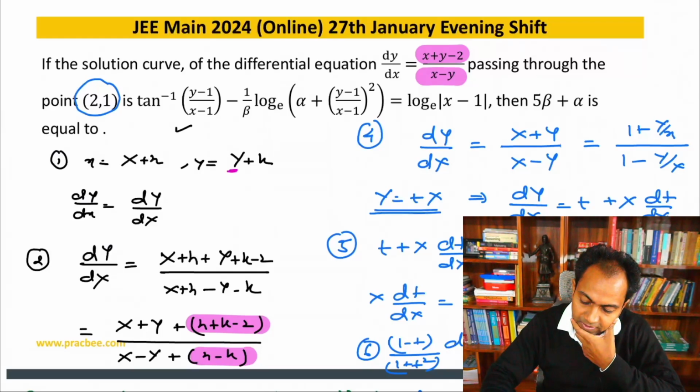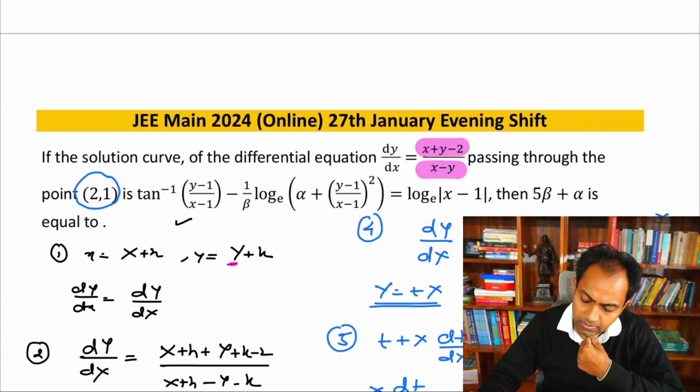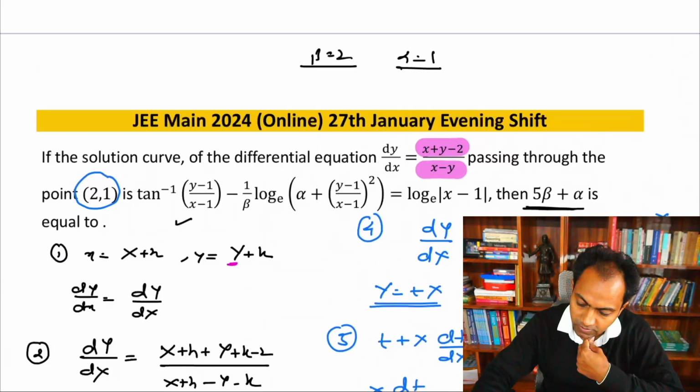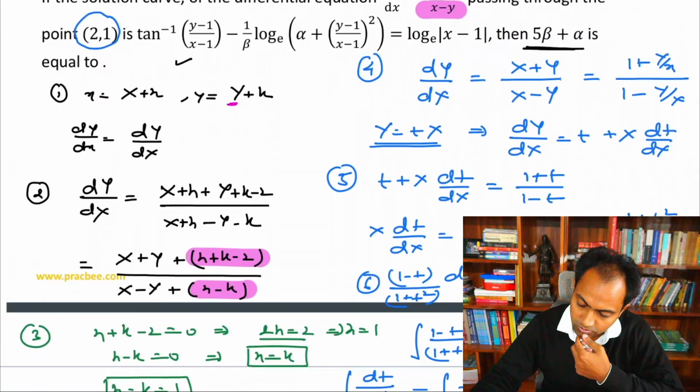So if I compare the value of beta, they have given this value in this manner. So I can bring this ln of mod of x on the left hand side. You can see that if you write and compare, beta will come out to be 2 and alpha will come out to be 1. Once you have the values of alpha and beta, what they are asking is 5 beta plus alpha. Beta is nothing but 2, so this will become 10. 5 beta plus alpha, alpha is 1. The answer comes out to be 11 for this question.